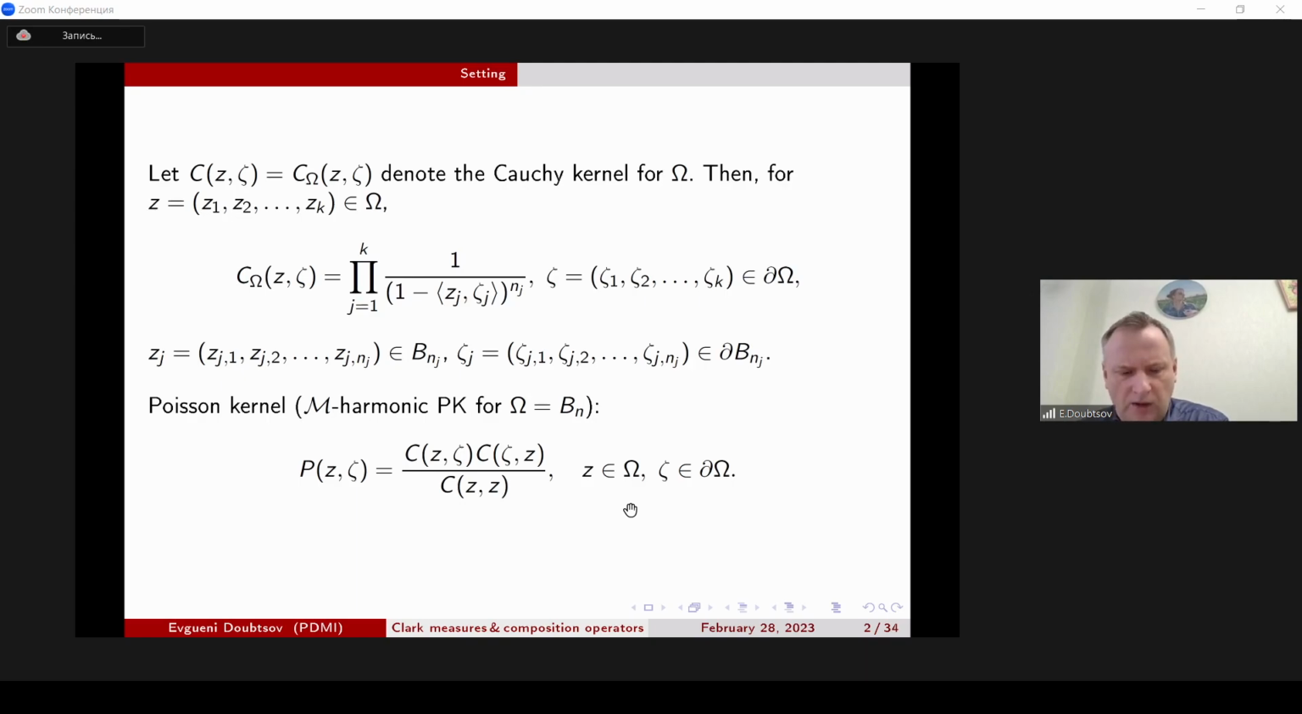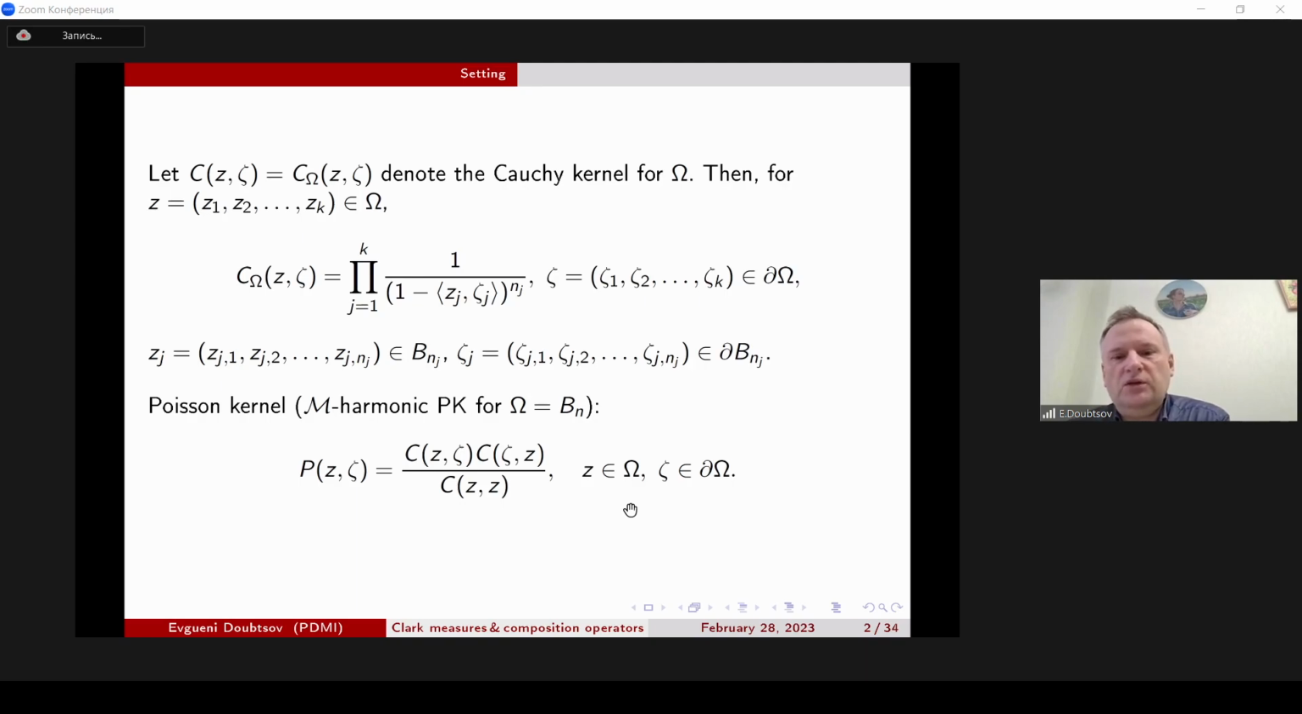And I'll just mention once this notion, the notion of the so-called bounded symmetric domain. Up to a certain generality, the same formula for the Poisson kernel still works. So if we know the Cauchy kernel, the corresponding Poisson kernel is just C of z, zeta times C of zeta, z over C of z, z. So z is a point in the domain, and zeta is a point on this boundary. I call this the so-called distinguished boundary.